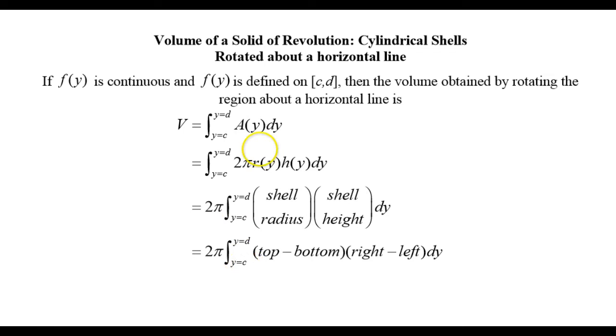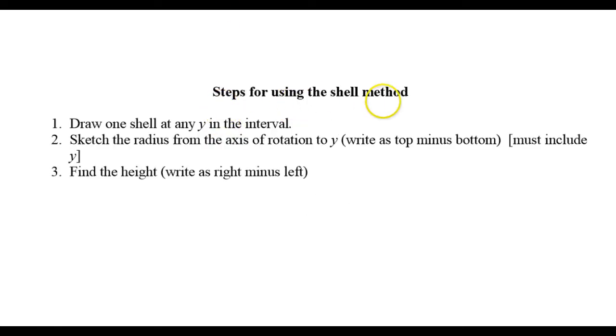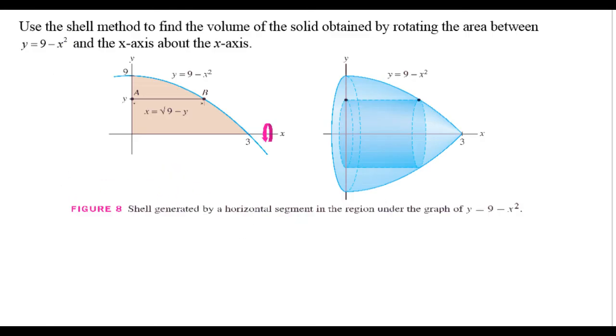And again, steps for using the shell method, we're going to draw a shell still, but this time at any y in the interval. And then we're going to sketch the radius from the axis of rotation to y. And this time we're going to write it as a top minus bottom, and this must include the variable y in it. And then we're going to find the height and write that as right minus left, again as functions of y.